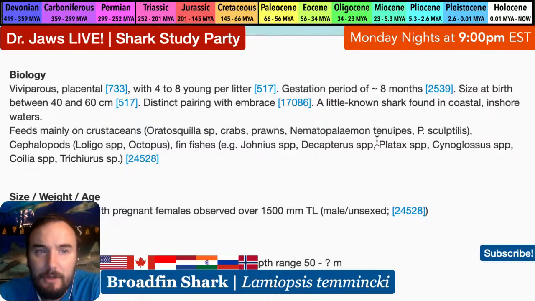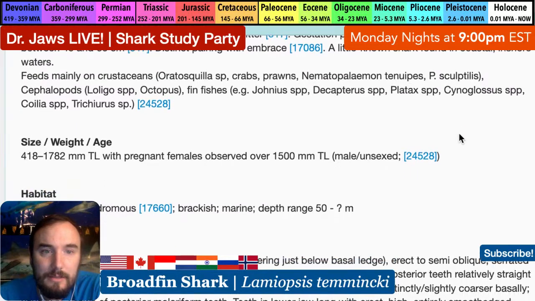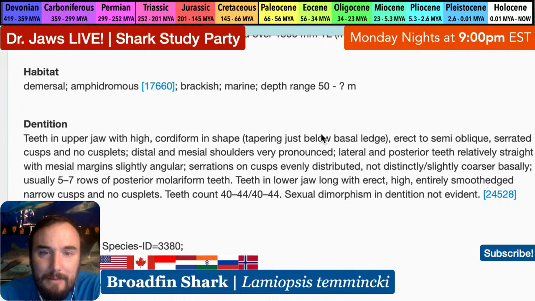Little known shark found in coastal inshore waters. Feeds mainly on crustaceans, so Eratosquilla species, crabs and prawns. Cephalopods, so octopus. Logleo is a squid. Fin fishes. And yeah. We already talked about the habitat.